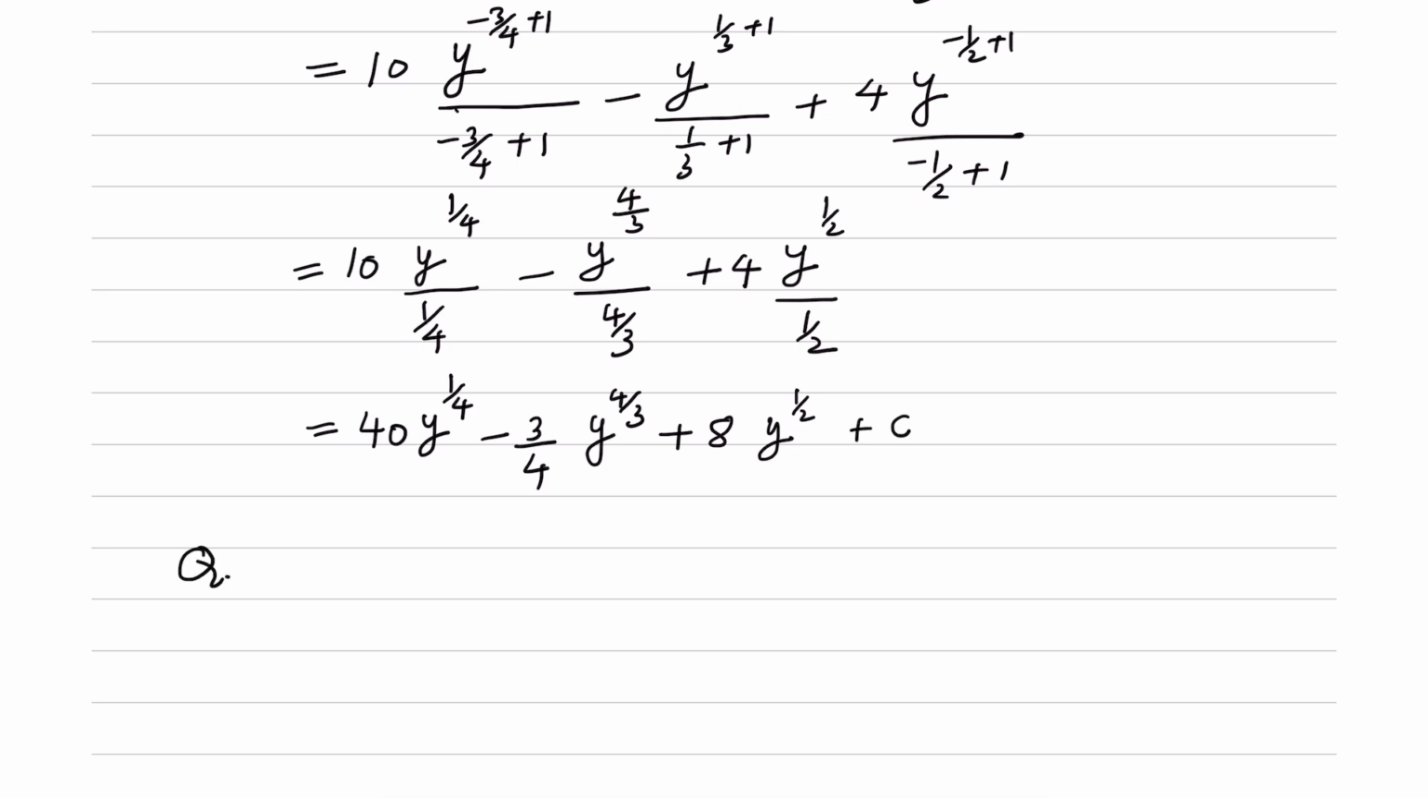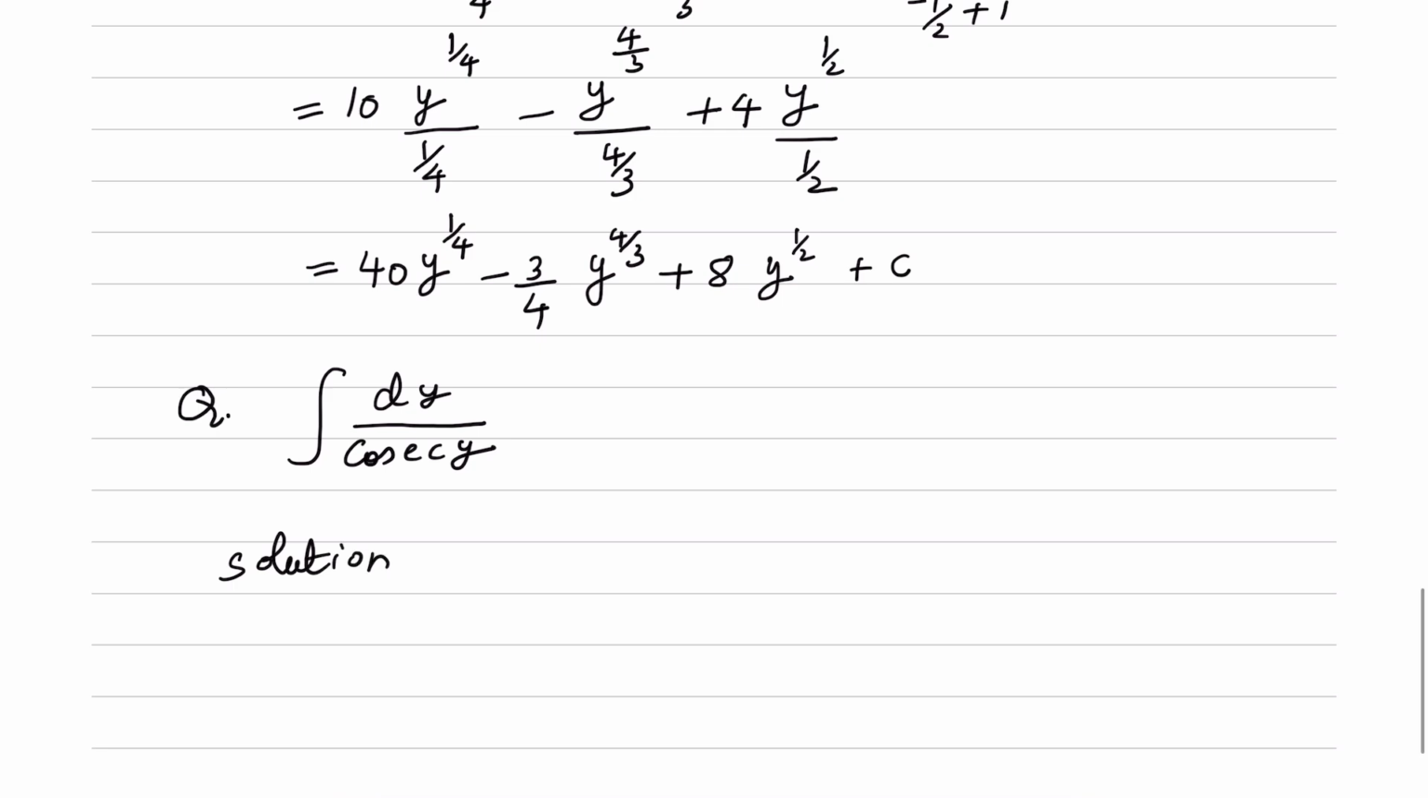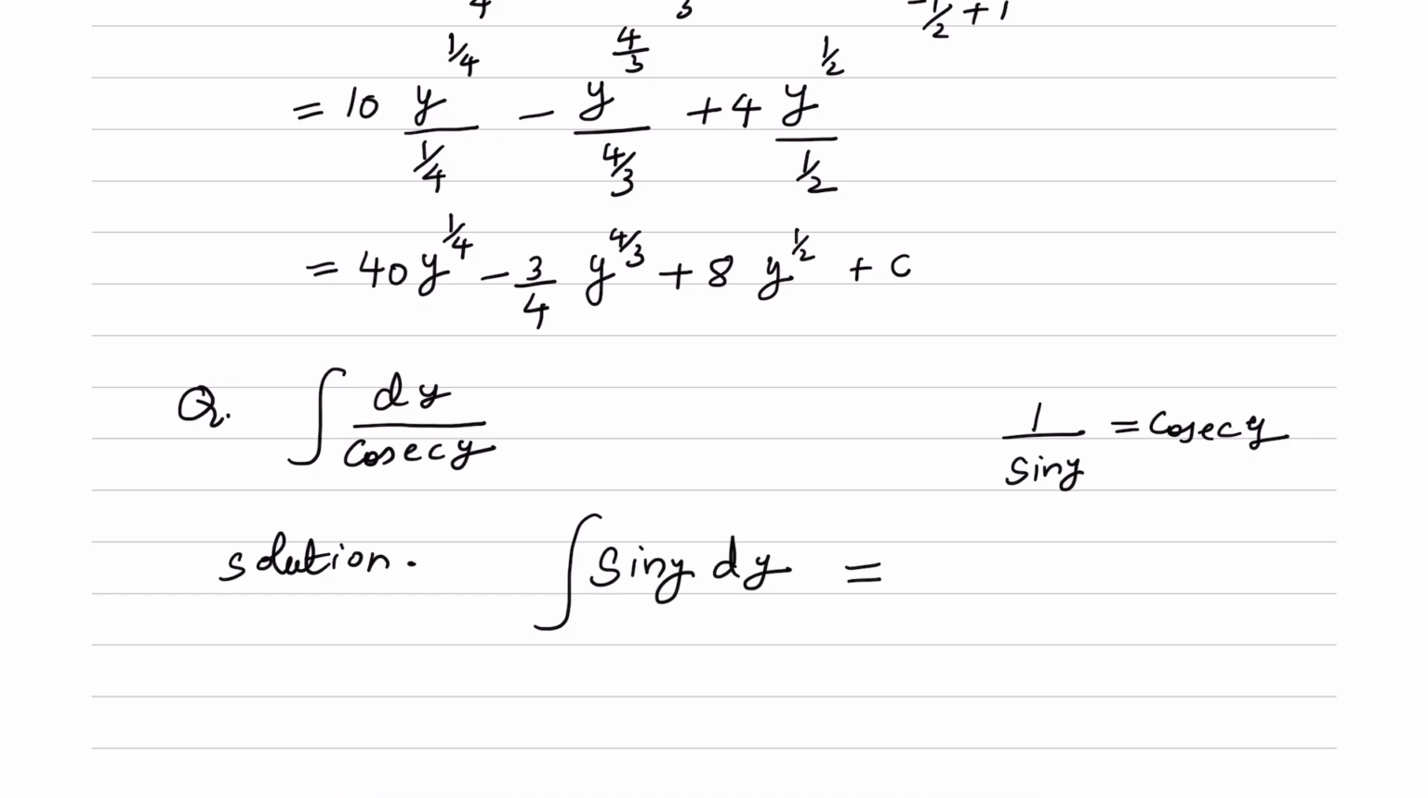Let's attempt another question. We have to find the integral of 1 over cosecant y. Before we find the integral, we know that 1 over sine y is equal to cosecant y. It means that 1 over cosecant y is equal to sine y. So here we will write sine y, and we know the integration of sine y is minus cos y, and we will add some constant.